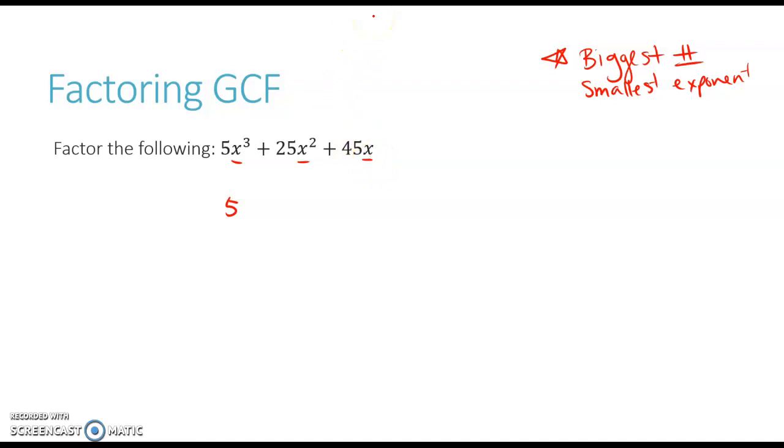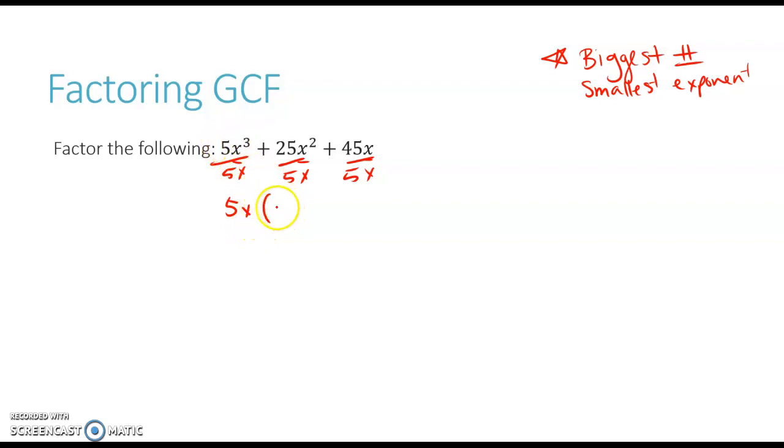That's the kind of mentality we're going to have: find the biggest number that comes out, and then find the smallest exponent, and that's what I'm going to take. Now, if not all of the terms have a variable, then you're not going to take a variable out. You don't necessarily always take a variable out. In this case, we are. So we're going to divide everything by 5x. Basically, we're doing the reverse of the distributive property, so now I'm pulling the 5x back out to the front of my parentheses.